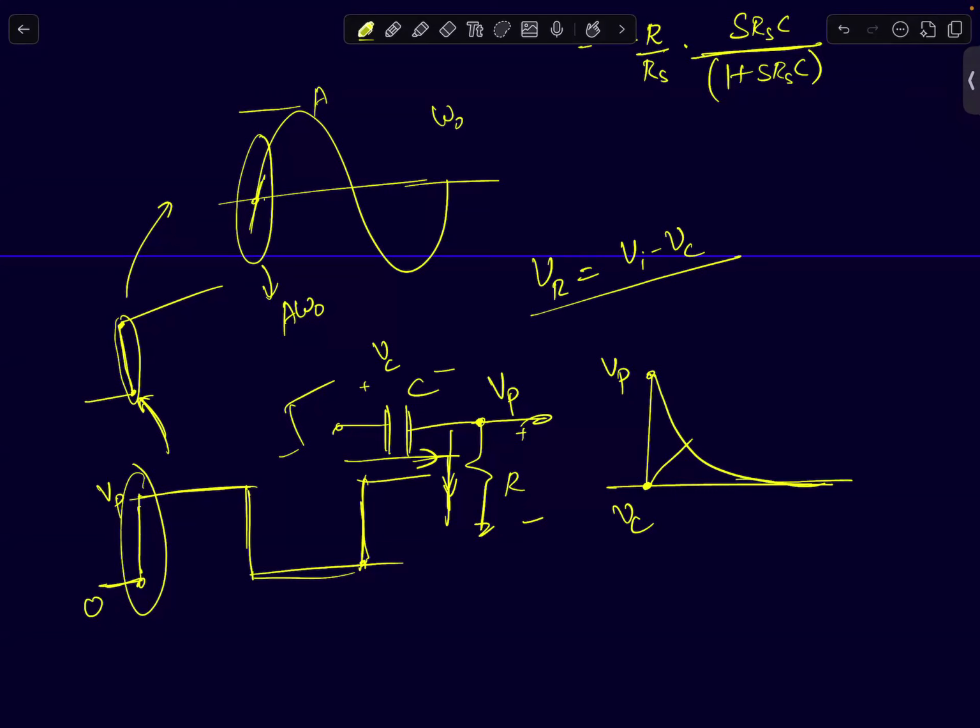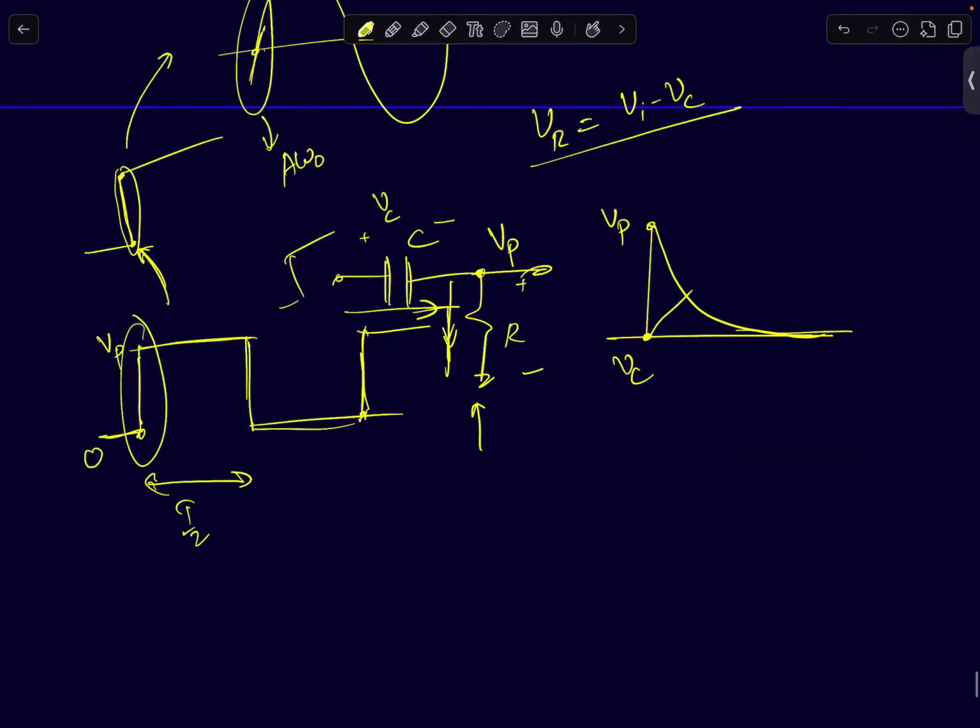Assume that this RC time constant is much smaller, meaning the capacitor will charge very fast. That's what a smaller time constant means. The charging time for the capacitor is very small, which means within the time period T, I'm assuming this half period, T by 2, is much greater than RC. Which means your RC time constant of the circuit is much smaller.